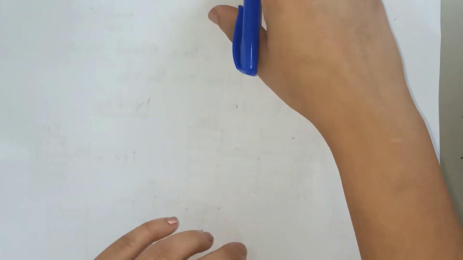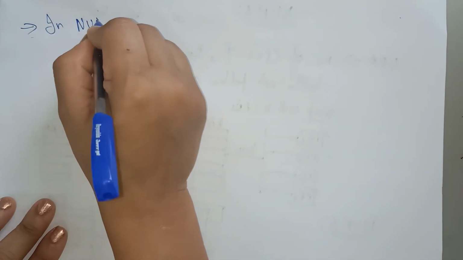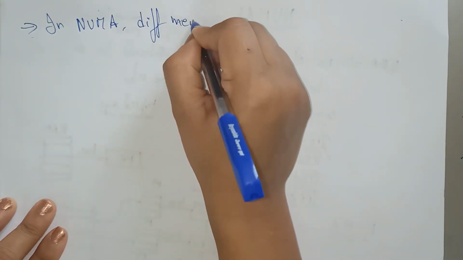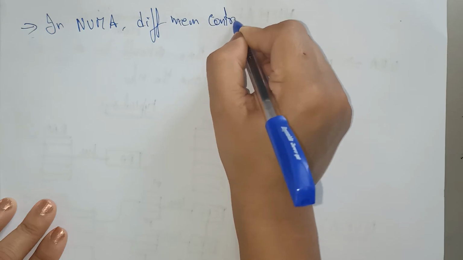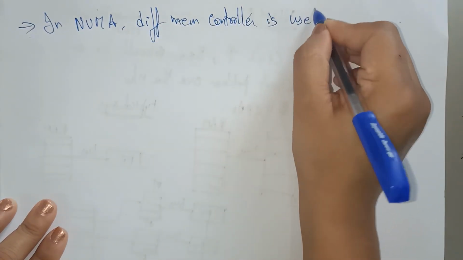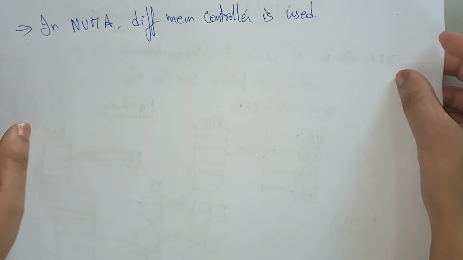Now let's have the points of NUMA. In NUMA, different memory controllers are used. Right or wrong? Just now I said in NUMA, different memory controllers are used because each processing element has its own memory.